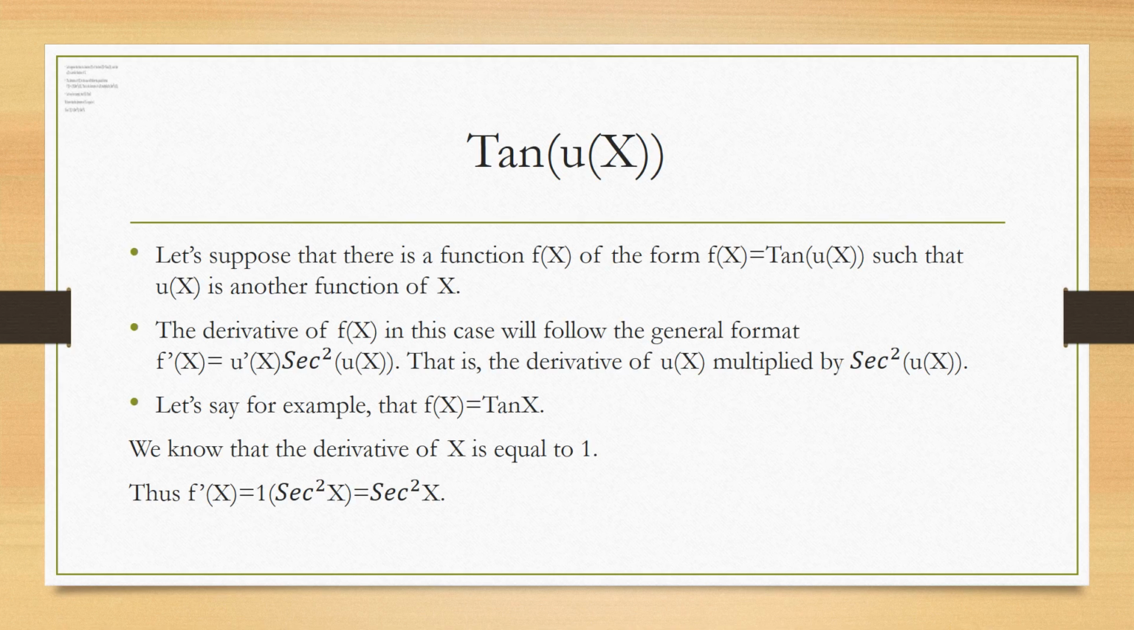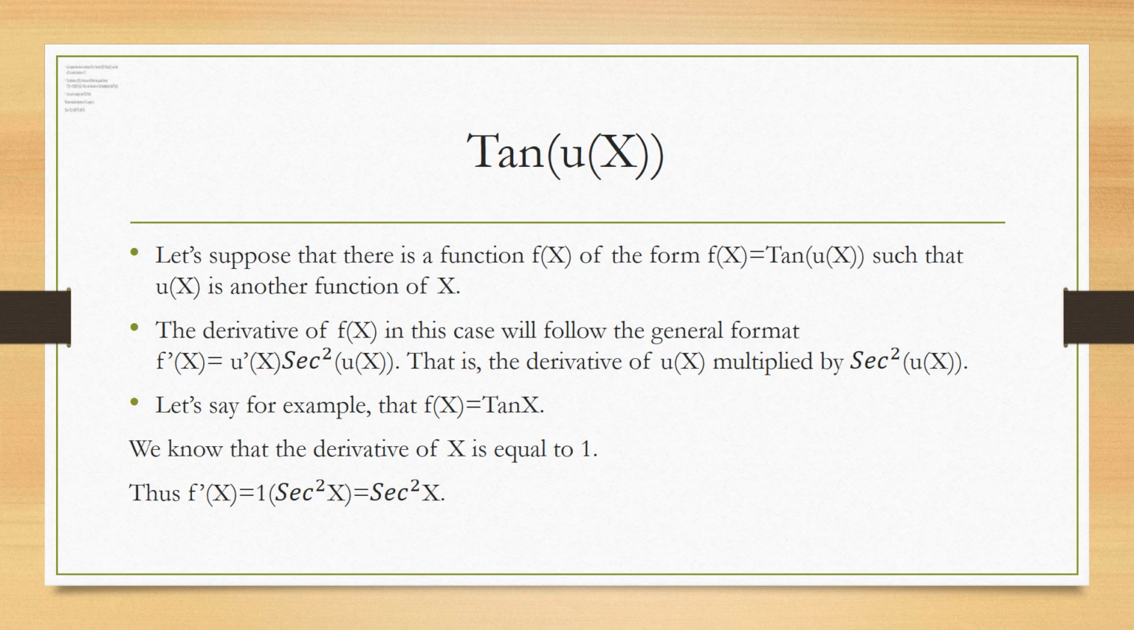Let's suppose that there is a function f of x of the form f of x equals tangent u of x, such that u of x is another function of x. The derivative of f of x in this case will follow the general format f prime of x equals u prime of x times secant squared u of x. That is, the derivative of u of x multiplied by secant squared u of x.